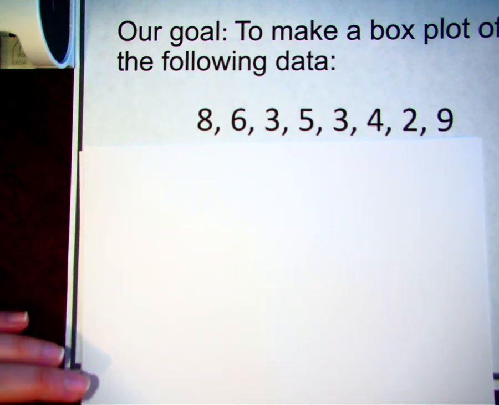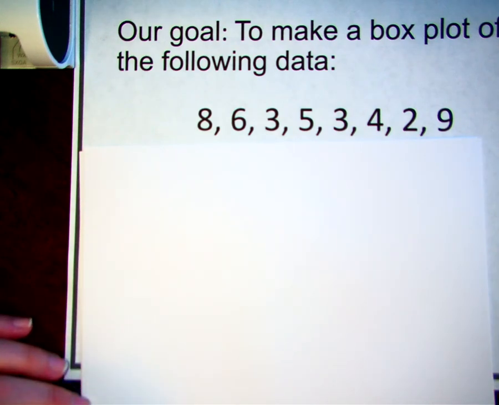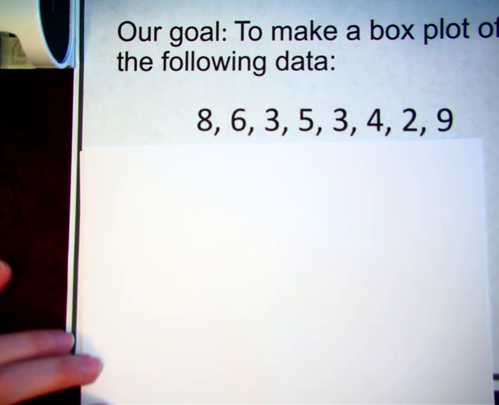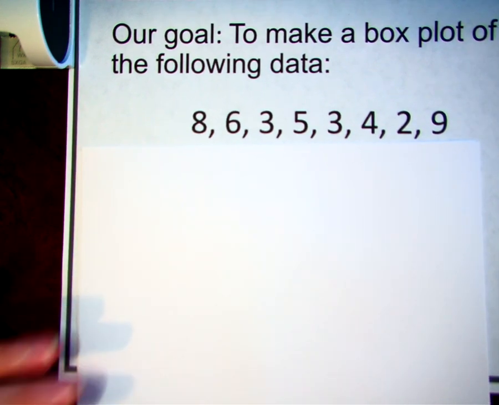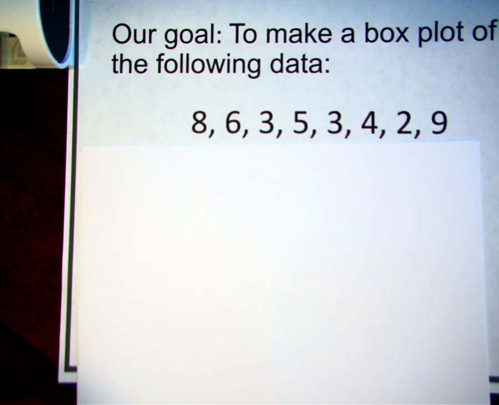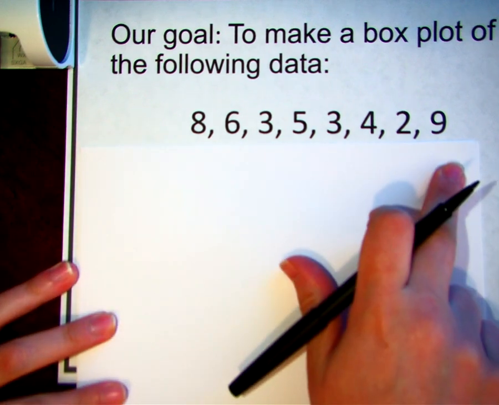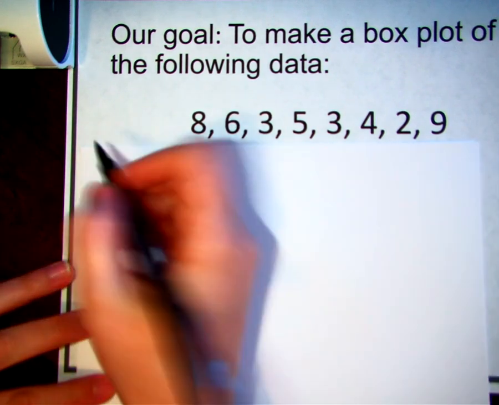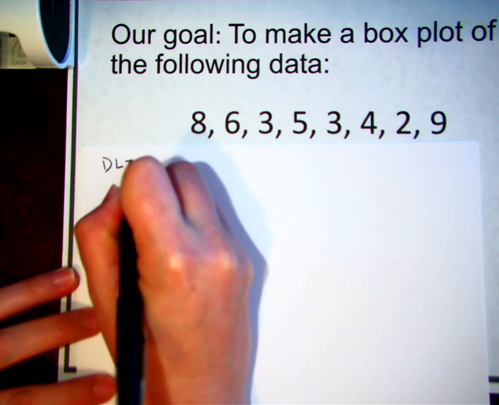Alright, so this video is on box plots. The first thing you're going to do when you create a box plot is put them in order from least to greatest. So this is the first set of data that you're given. You need to order it least to greatest.